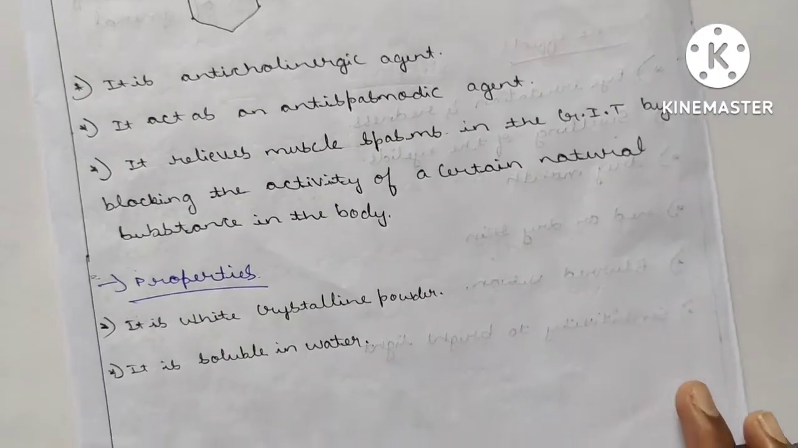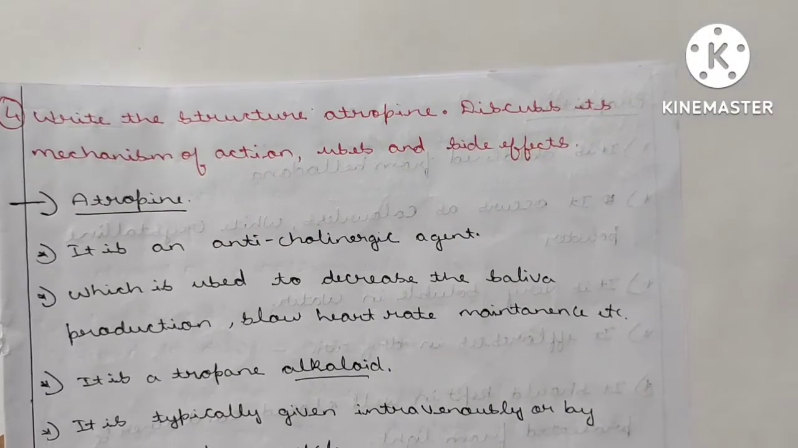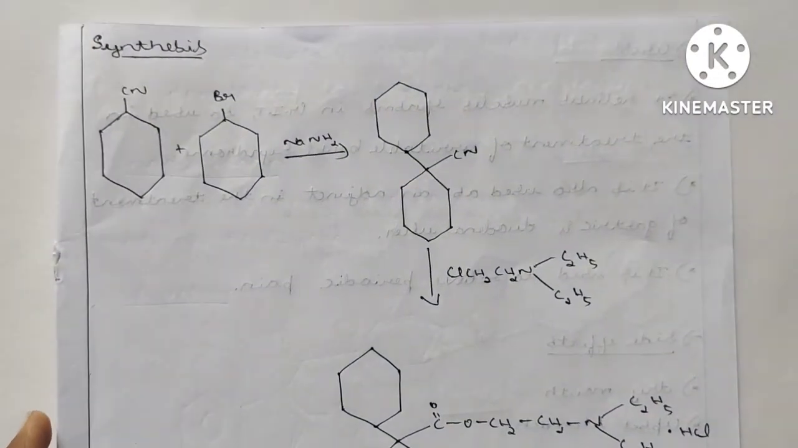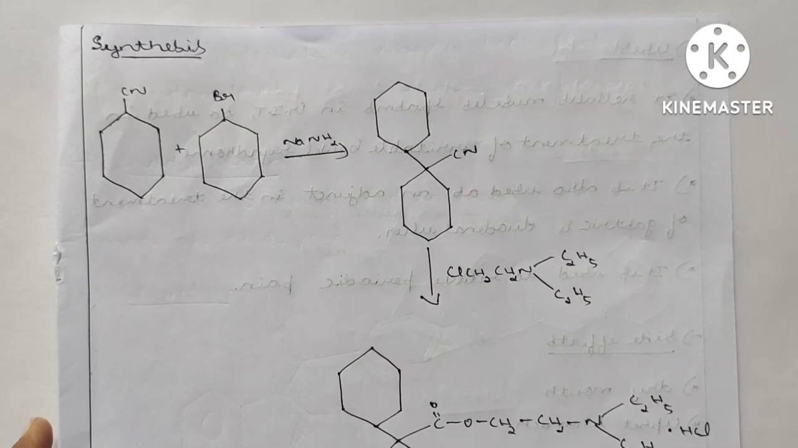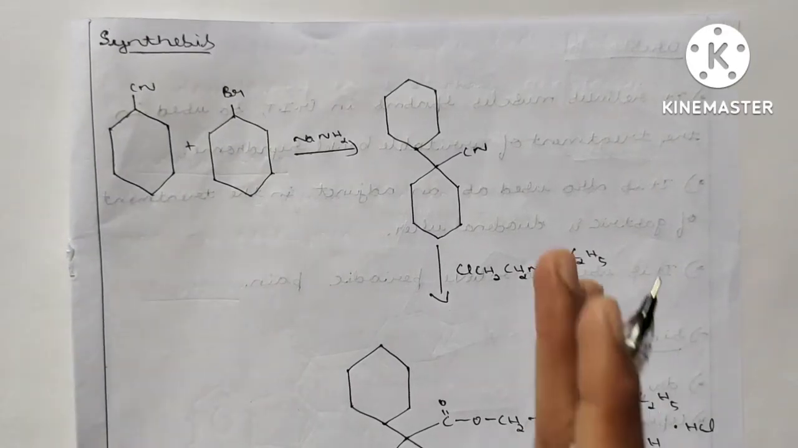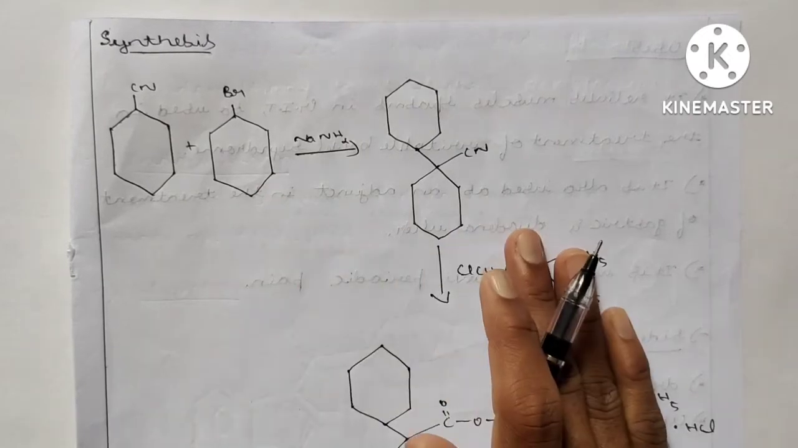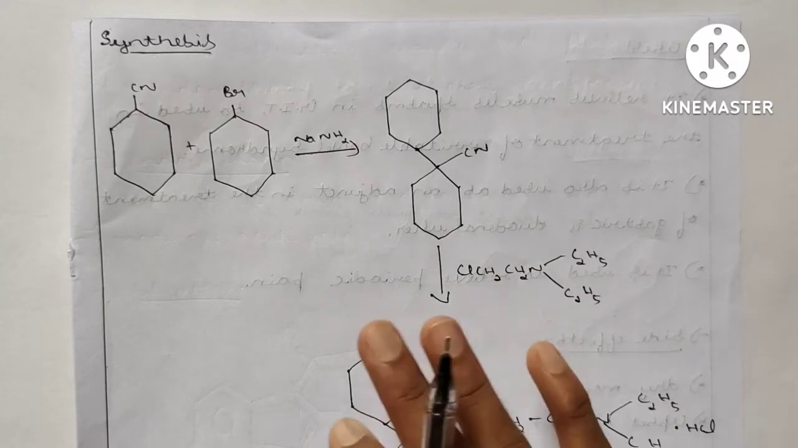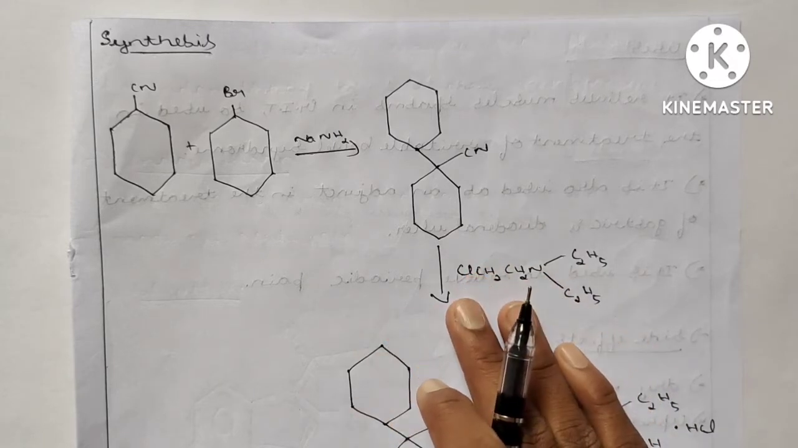Properties: it is white crystalline. It is soluble in water. Then see, this is the synthesis of dicyclomine hydrochloride. Tablets like Mephtalspas and Cyclopam all contain dicyclomine hydrochloride. In Cyclopam, it is dicyclomine hydrochloride plus paracetamol, but in Mephtalspas, it is mefenamic acid plus dicyclomine hydrochloride. Here both are NSAIDs only, non-steroidal anti-inflammatory drugs.